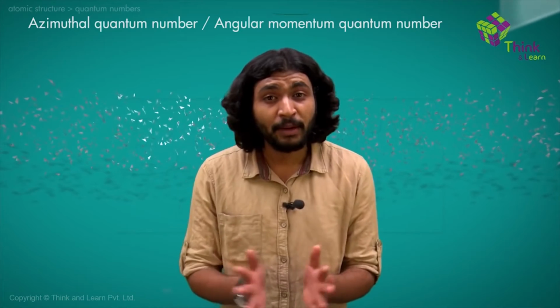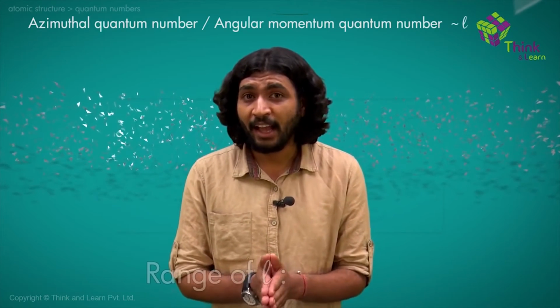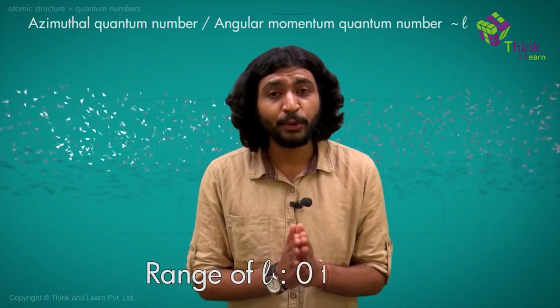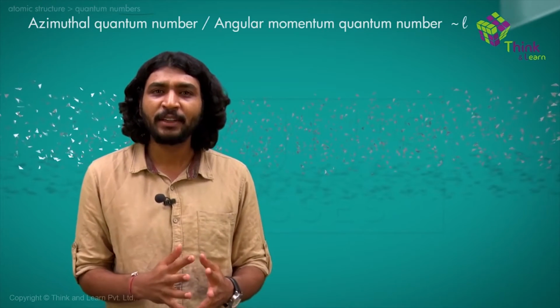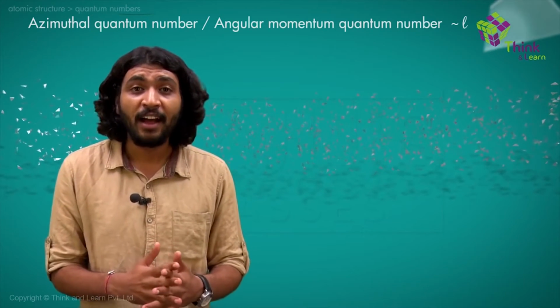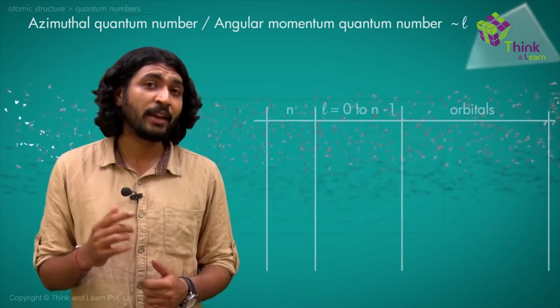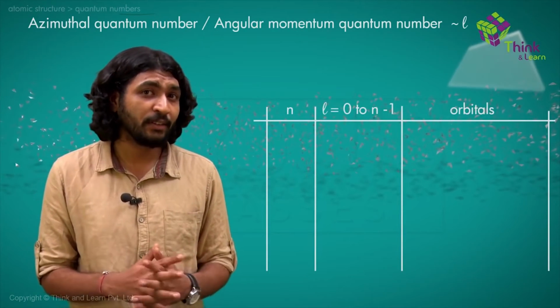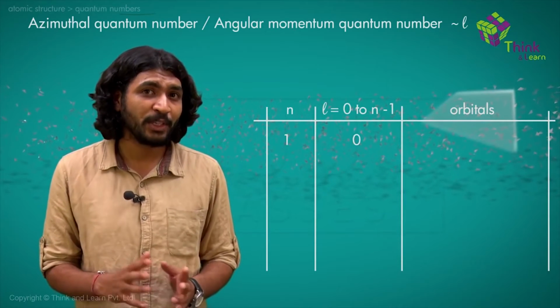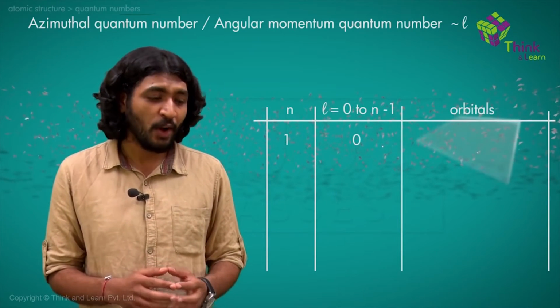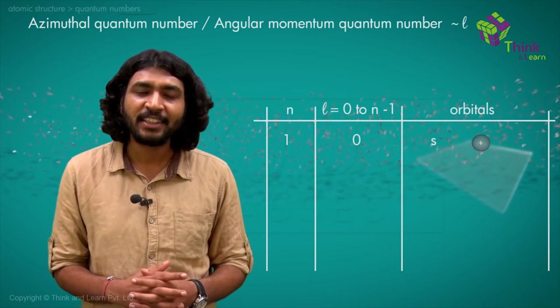The azimuthal quantum number, represented by L, ranges from the values 0 to n minus 1. So what is n? N is the principal quantum number. Now let's examine how the values of L vary with respect to n. If you consider the first energy level, n is equal to 1, and what's the value of L? L is equal to 0, which means in the first energy level, only the s orbital can exist.